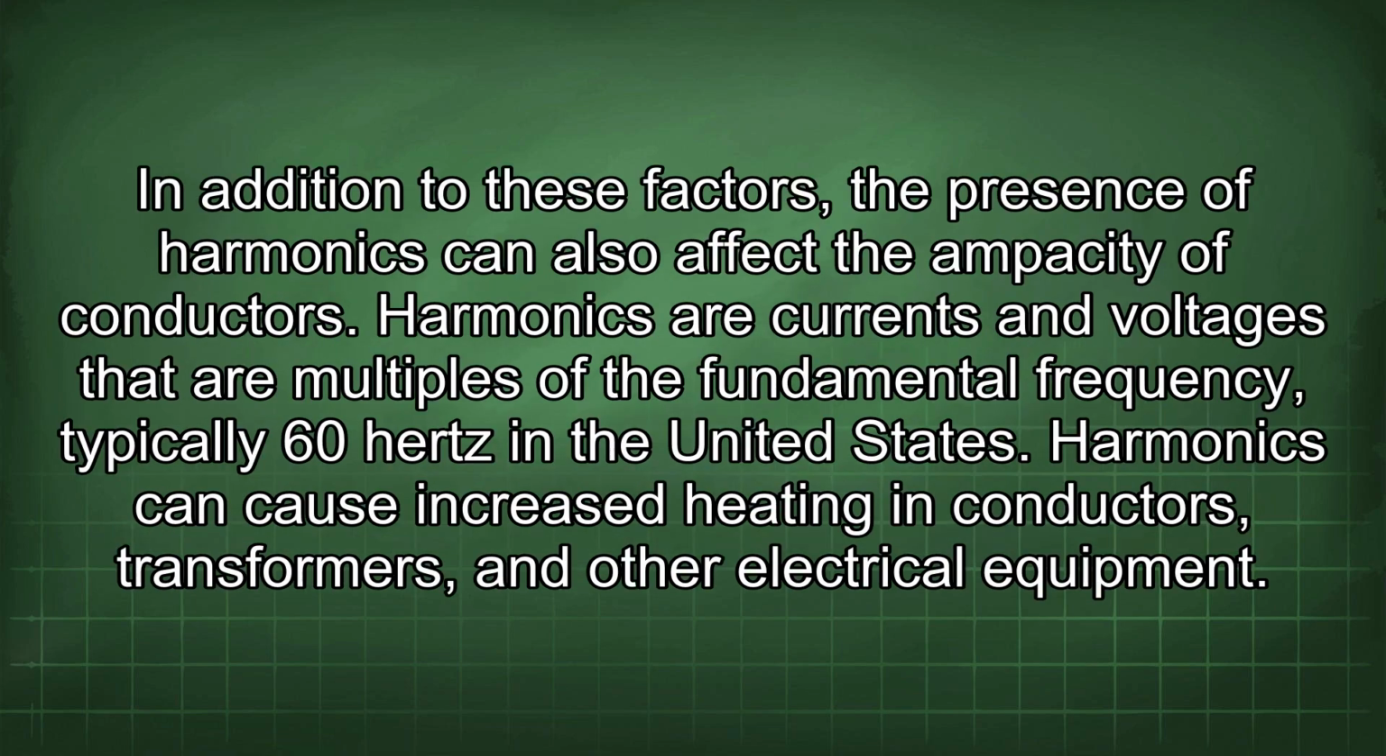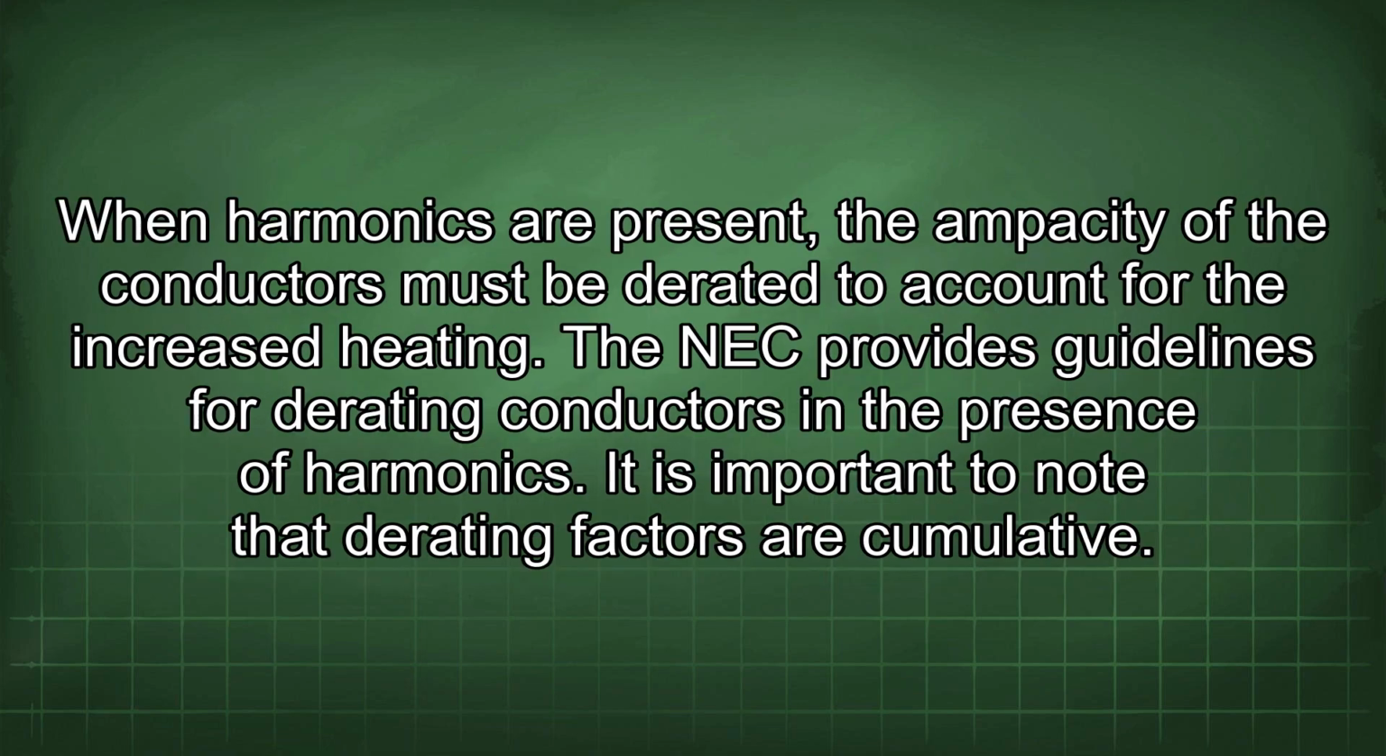In addition to these factors, the presence of harmonics can also affect the ampacity of conductors. Harmonics are currents and voltages that are multiples of the fundamental frequency, typically 60 Hz in the United States. Harmonics can cause increased heating in conductors, transformers, and other electrical equipment. When harmonics are present, the ampacity of the conductors must be derated to account for the increased heating. The NEC provides guidelines for derating conductors in the presence of harmonics.